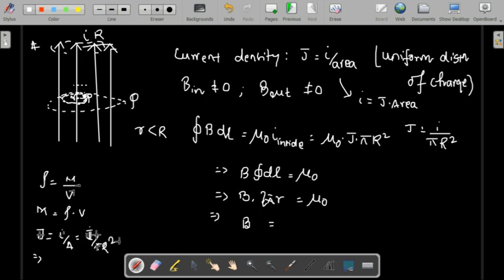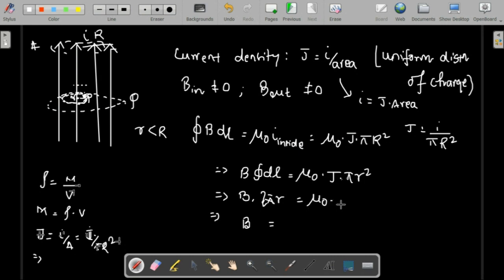So the question is, what is the current that is there in this particular loop? In that particular loop, it would be nothing but the current density into pi small r square, because we are interested in finding out the current that is being enclosed by this loop. So the current enclosed by this loop is nothing but the current density multiplied by the area of this loop. Okay, so that's the mistake that we've done.